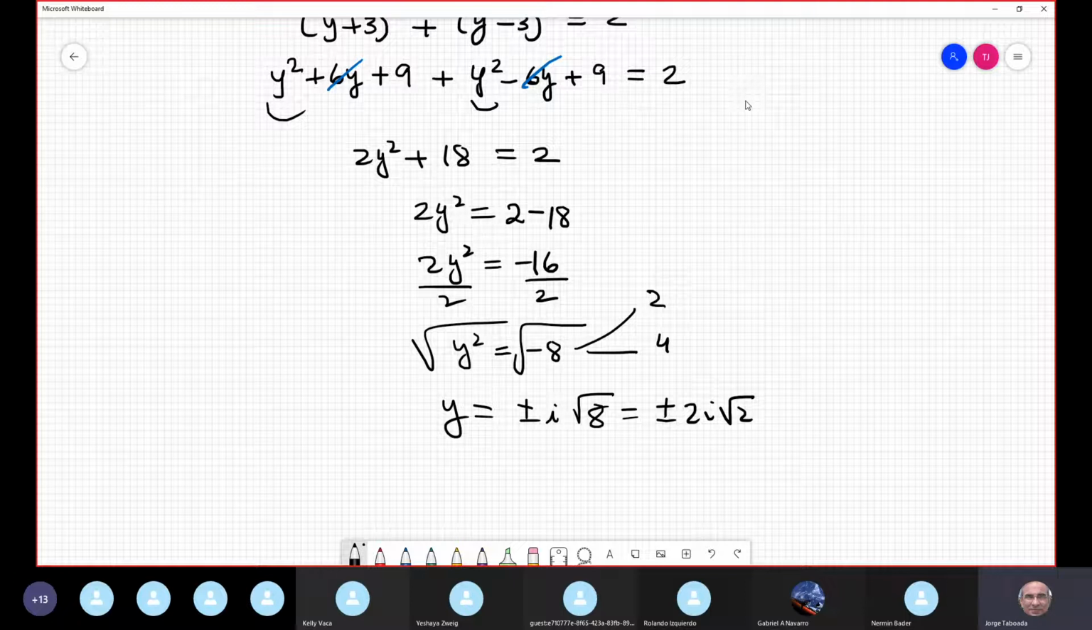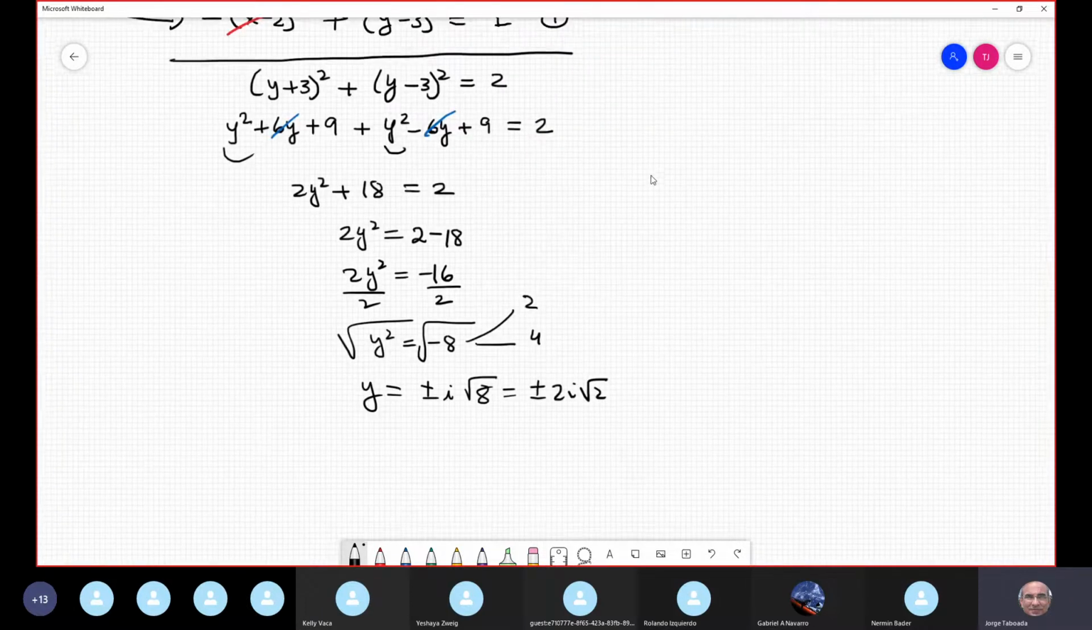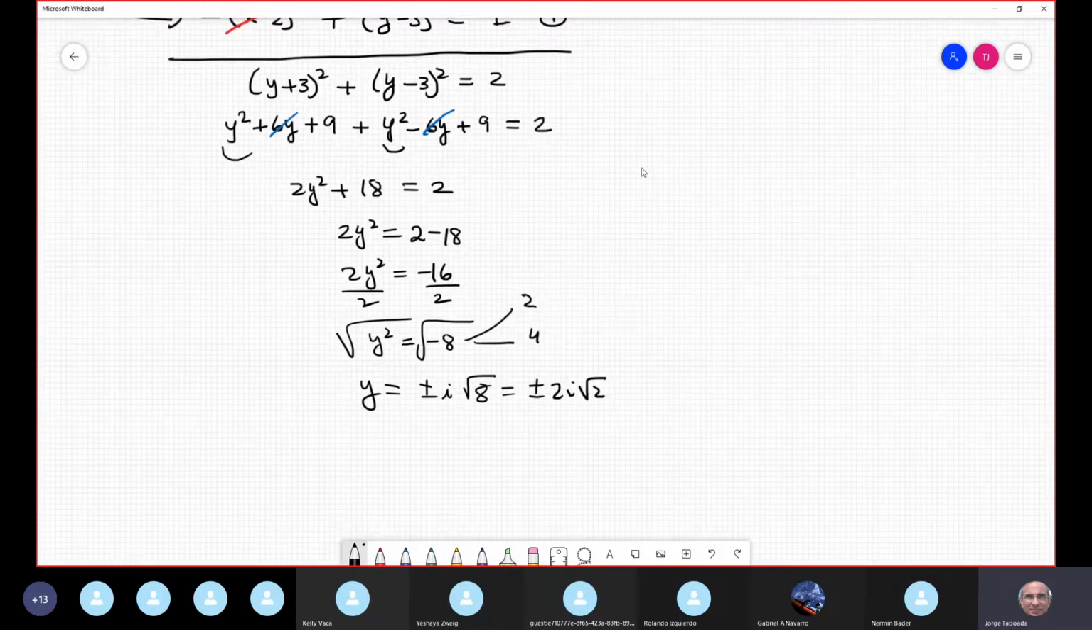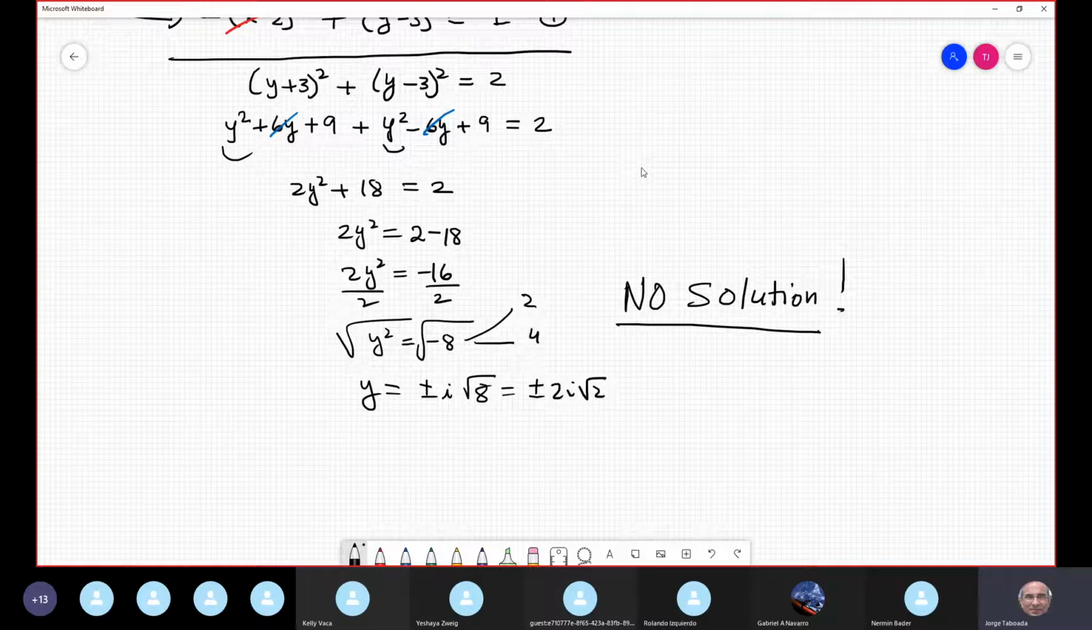But the problem is it's imaginary. I say when you're solving something and the answer is imaginary, it's because there is no solution. Wow, too much work to get no solution. Do you understand this or no?